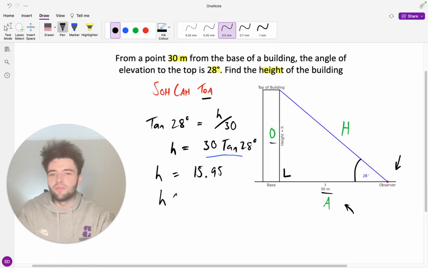So we can round that up for this question. We're going to get that the height of the building is going to be 16 meters to the nearest meter. So that's going to be the height here, and that's going to be it for this question.